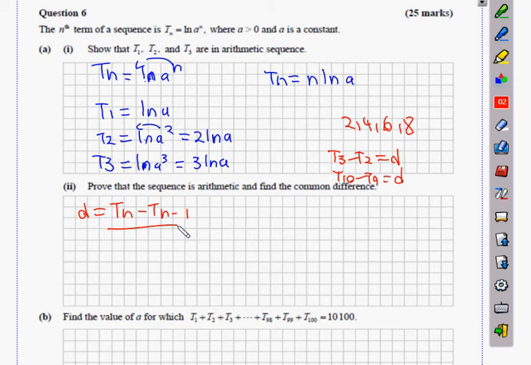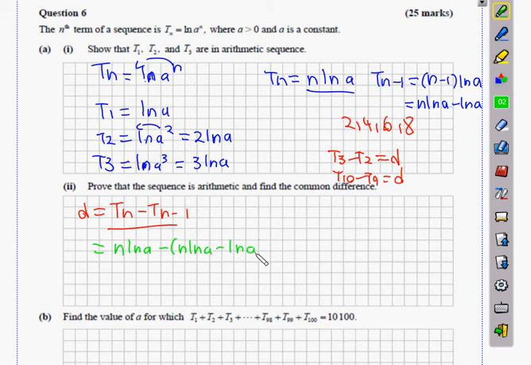So here's what you need to do, and you have to do it this way. Write down Tn is n ln a. T of n minus 1 therefore is going to be n minus 1 times ln a, which is going to be n ln a minus ln a. And then what we're going to get is n ln a minus n ln a minus ln a. Double negative makes a positive, and you're just going to get d equals ln a. That's you done.